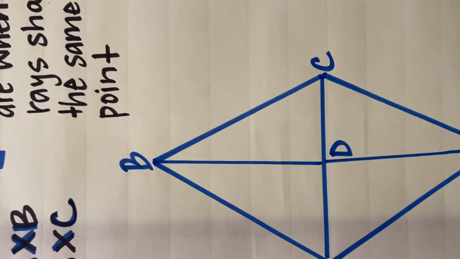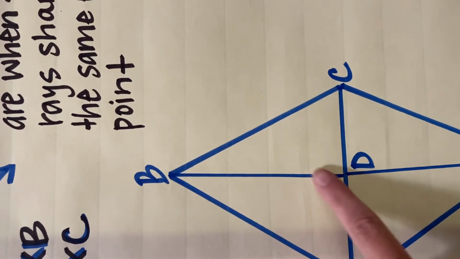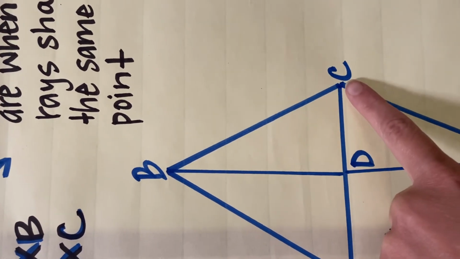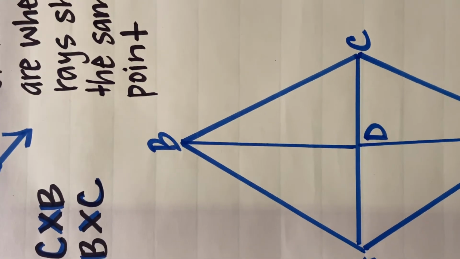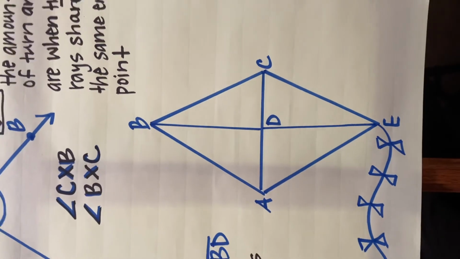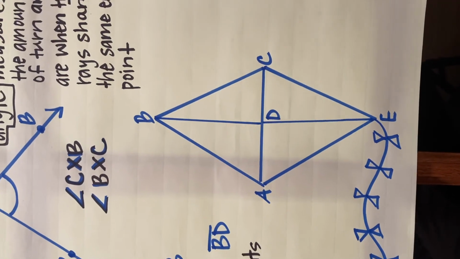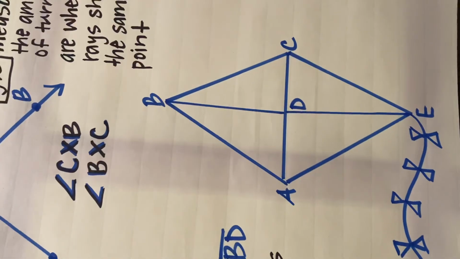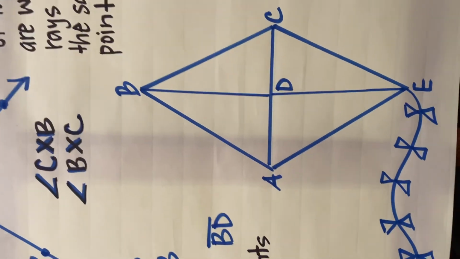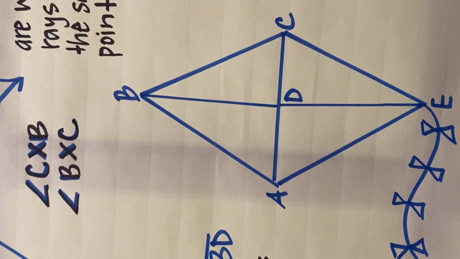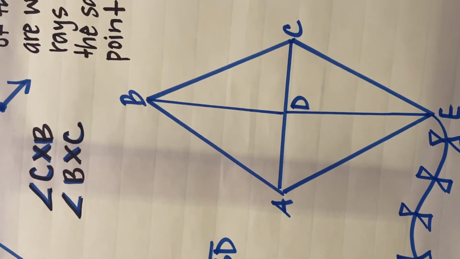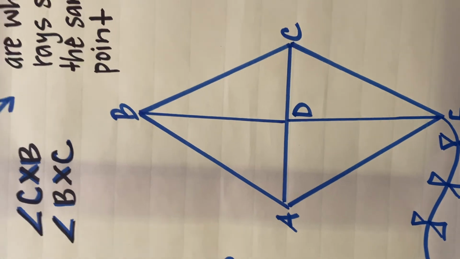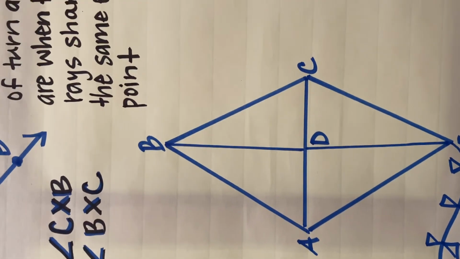I can make angles, B to D to C. But what if I wanted to extend any of these, make it a ray? Very easy to do. So we're going to take my black marker and I'm actually going to extend my AB point.